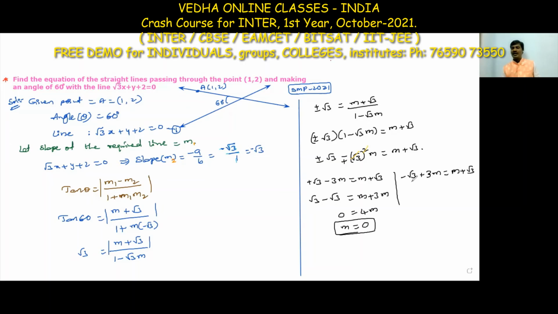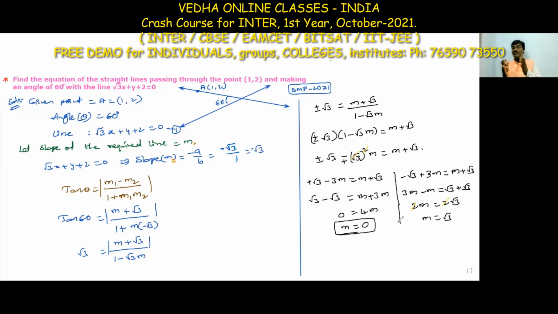Now I am taking 3m, as usual, to the left side, and taking this plus m to the left side. On the right side we have root 3 as usual, and take this minus root 3 to the right side, then we get plus root 3. So 2m is equal to 2 root 3. We can cancel the 2 and 2. So what is the value of m? The value of m is root 3.